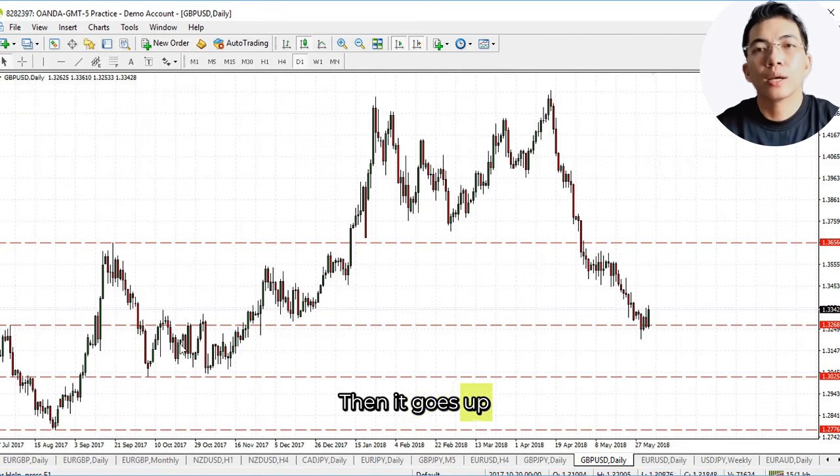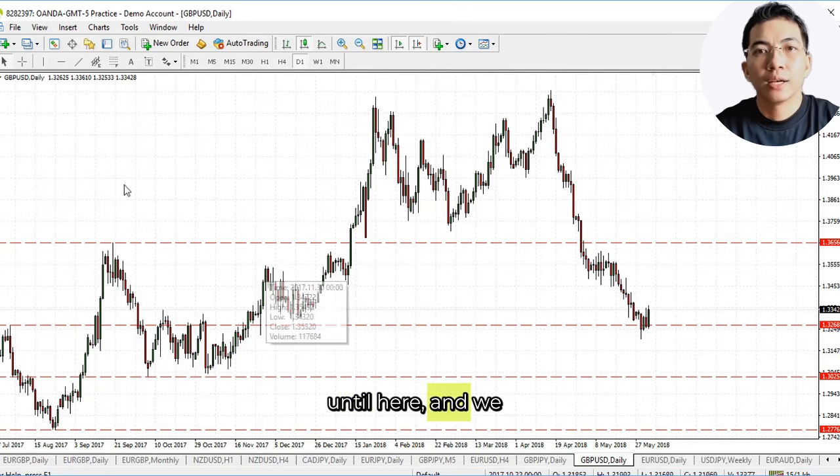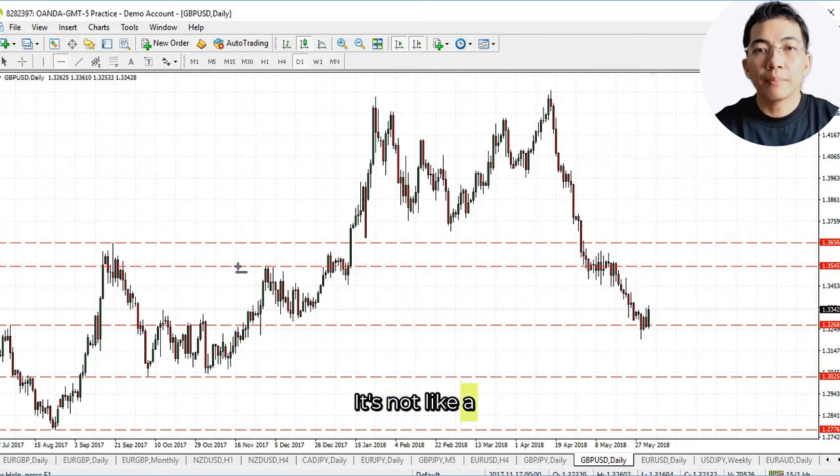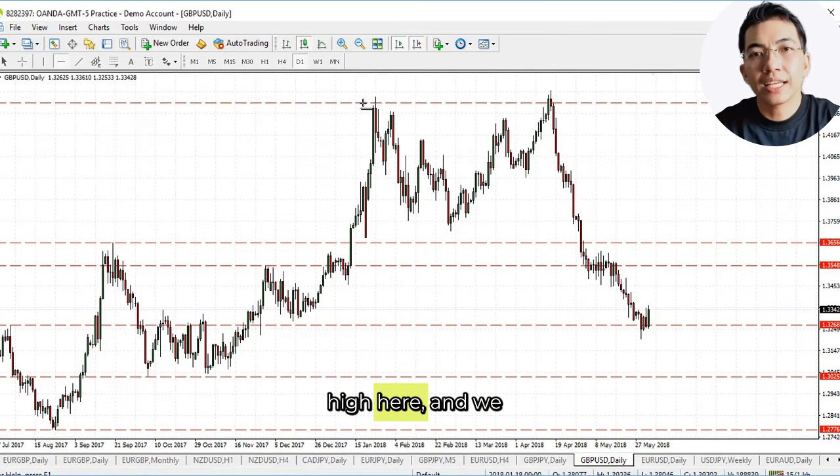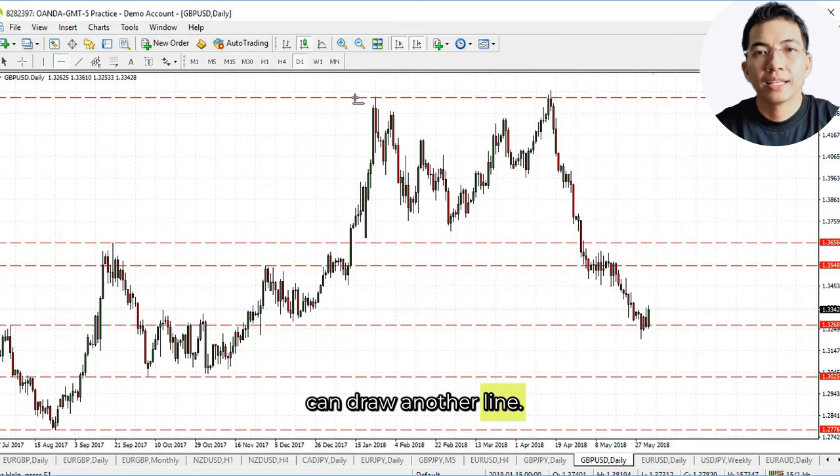Then it goes up and down. It is between two key levels in a sideways trend, I would say. Then it goes up until here and we can draw another line to identify this level. It's not like a major swing point, but it is better to consider it. The price goes back to this support, it goes up again and stays for a while on this level before going up until it reaches a new high here, and we can draw another line.